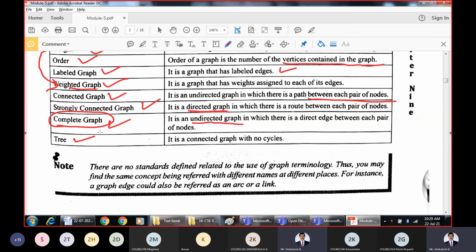Tree, it is a connected graph with no cycles. That is what is a tree. As I said, tree and graph. Graph is one type of tree only.